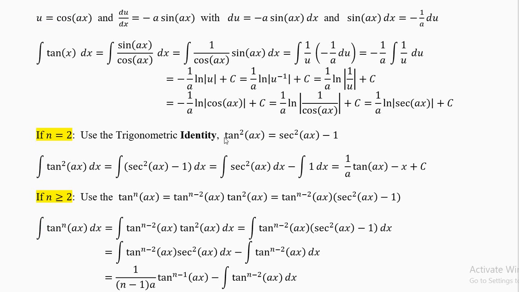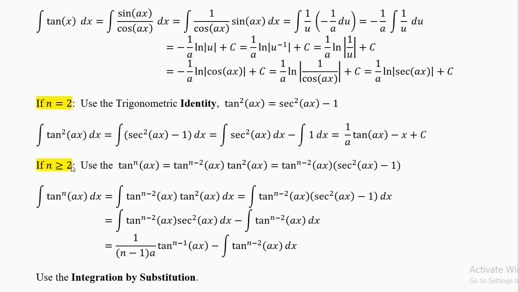This is your basic triangle identity, and integration of tan square will be secant square minus 1. Integration of secant square is tangent with 1 over a, and integration of 1 is x. So this is your thing, 1 over a tangent ax minus x. When n is greater than or equal to 2, both are allowed, then you use the same idea.